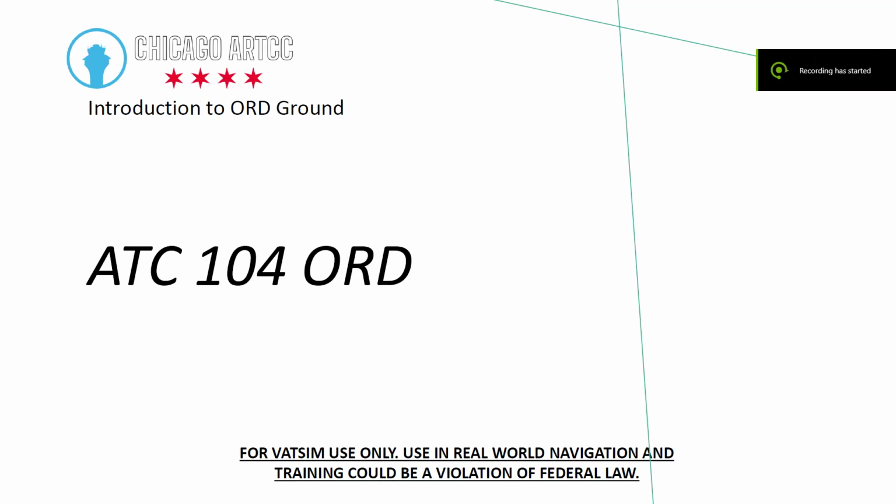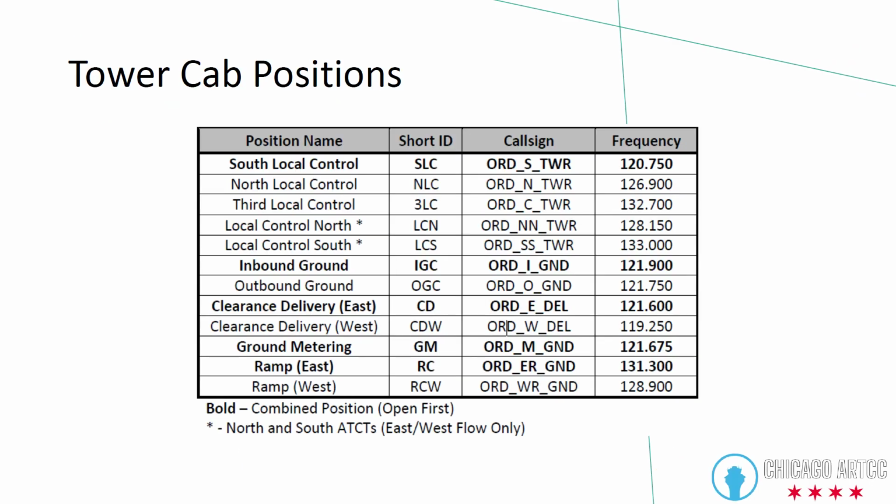ATC 104 O'Hare Ground, Introduction to O'Hare Ground for the Tier 1 endorsement for our S2 students. Tower cab positions. The great majority of this document will be out of our SOP and LOA documents found in the training packages and the SOP and LOA folders.